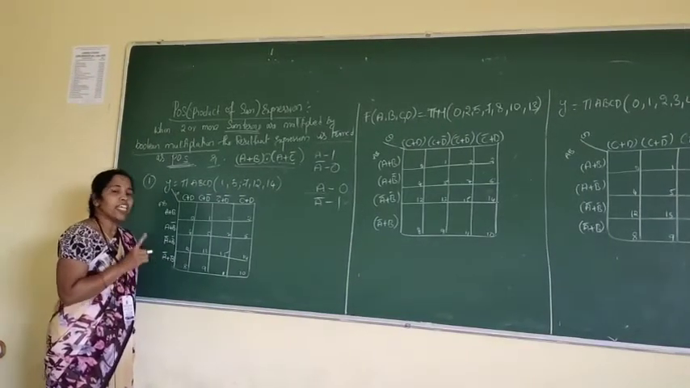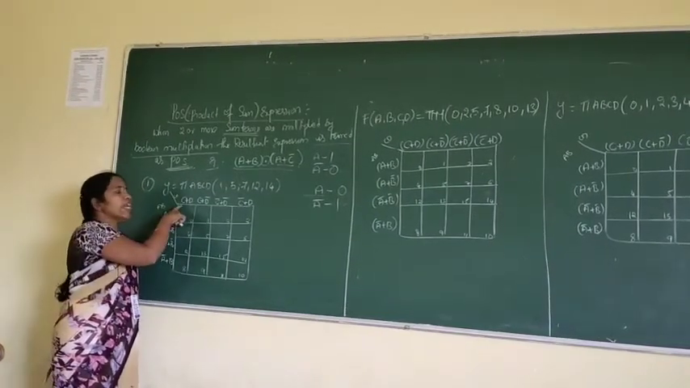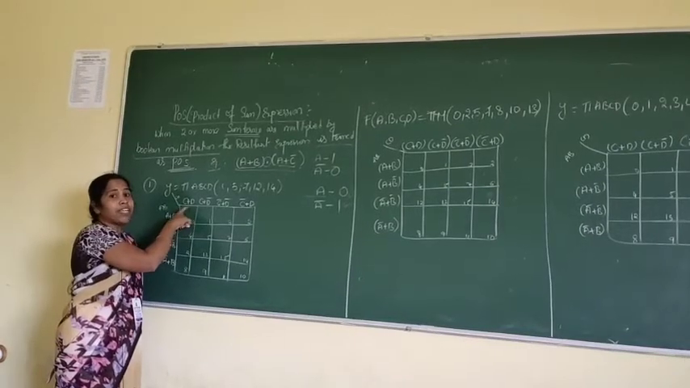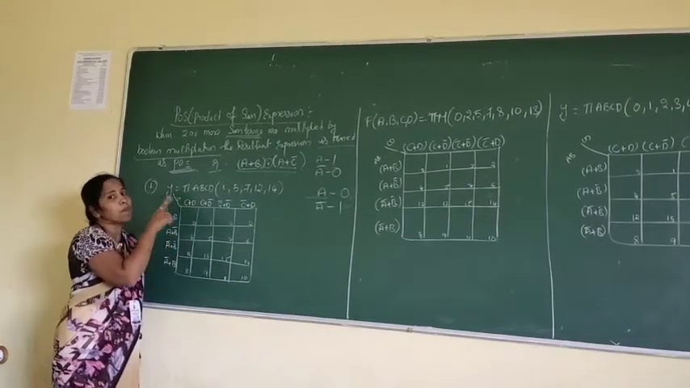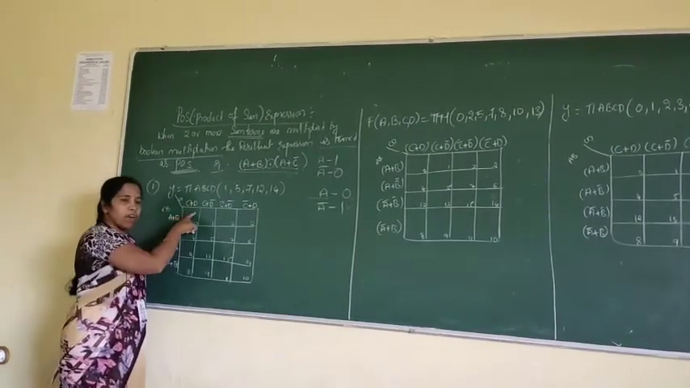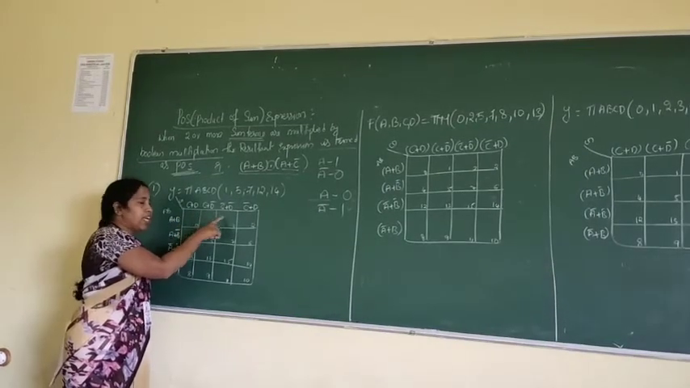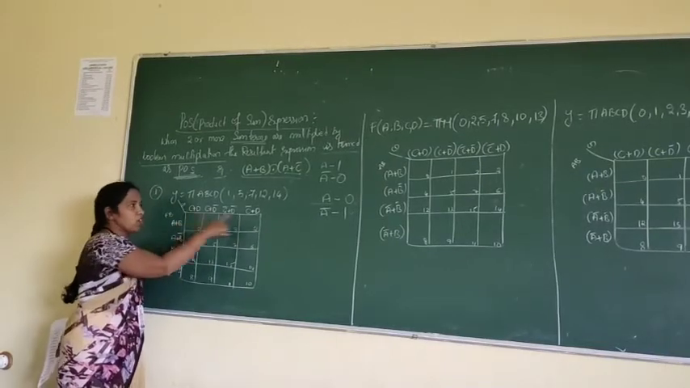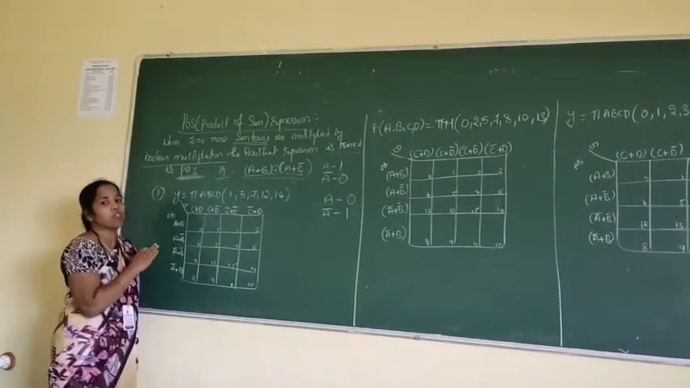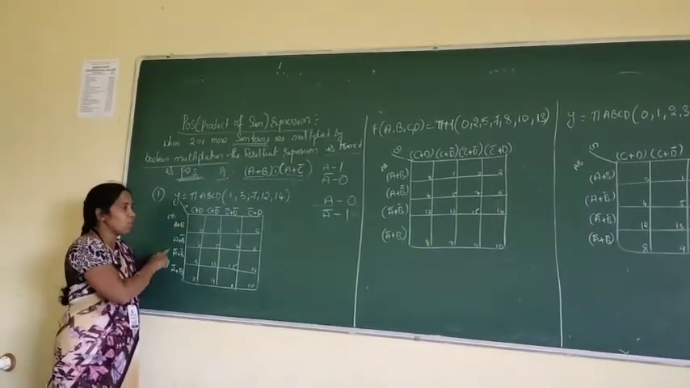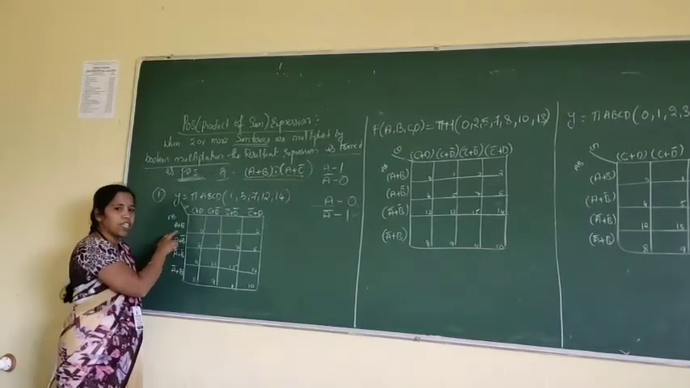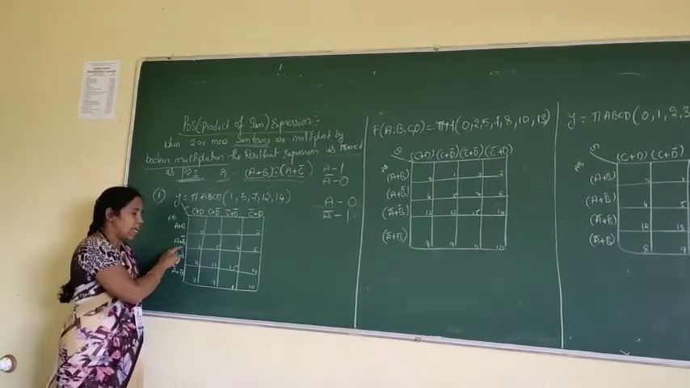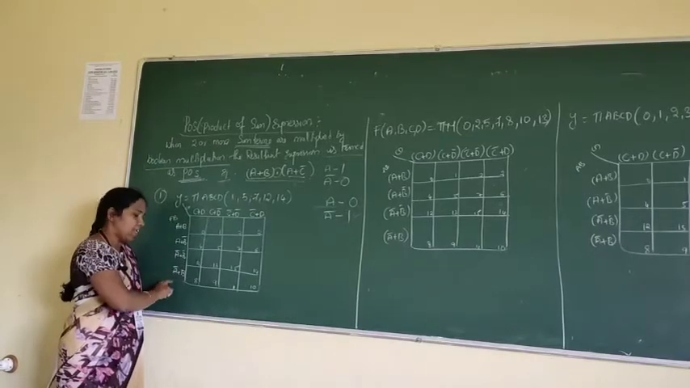When you are drawing this K-map, the labeling of the Boolean variables also differs. In case of SOP, you used A bar B bar, A bar B, AB, and then A B bar, the product terms in sum of products.